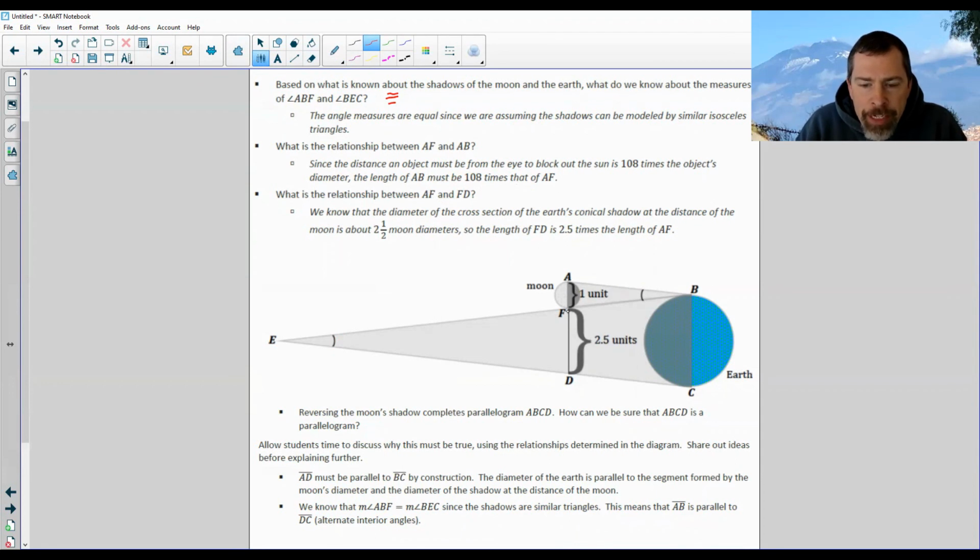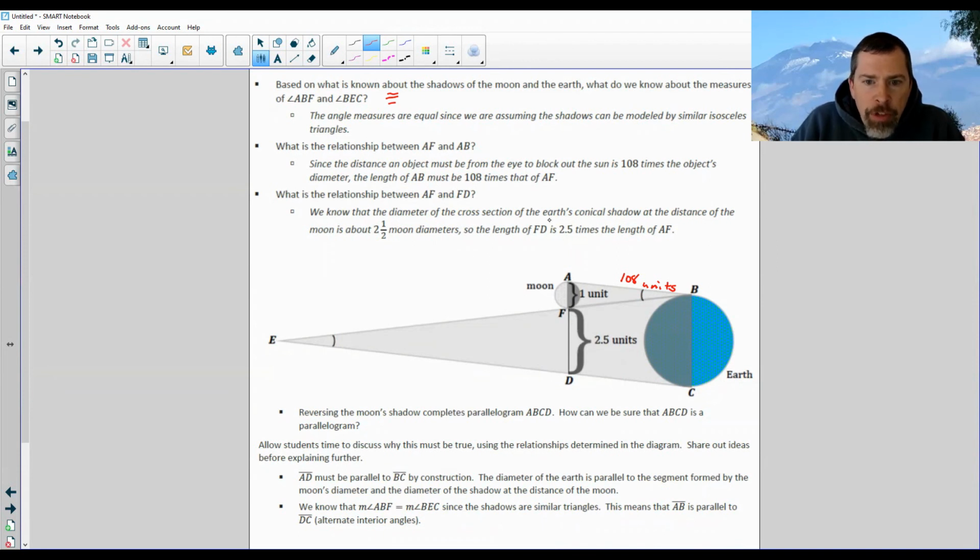So AF is the diameter of the moon. AB is a side. Since the distance an object must be from the eye blocking the sun is 108 times the object's diameter, the length of AB must be 108 AF. So if AF is 1 unit, AB is 108 units. Obviously, this is not to scale. Okay. What is the relationship between AF and FD? Okay, one's the diameter of the moon, and this is 2.5 units.